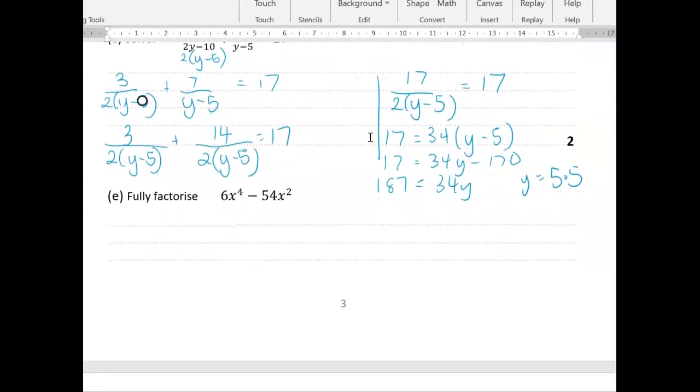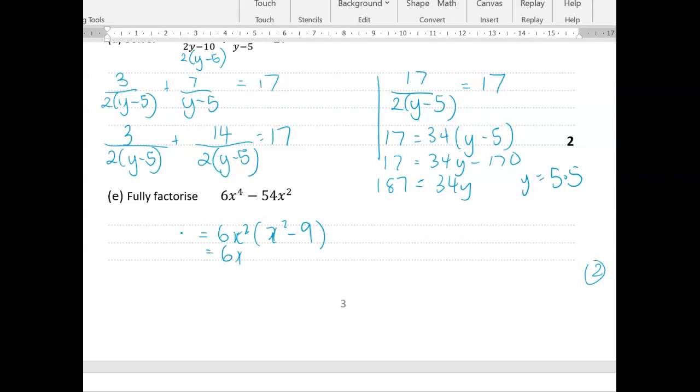Okay, part E. Part E is worth 2 marks. Now, it says to fully factorise. Now, whenever you see something with a negative in the middle, you want to be looking at it and going, oh, is that a difference of 2 squares? In this case, it's not going to be, because the 54 and the 6 don't help us. But in this case, I've got common factors that I can factorise out. So I'm going to factorise out 6x squared. I'm going to be left with x squared minus 9. You got 1 mark if you got to that point.